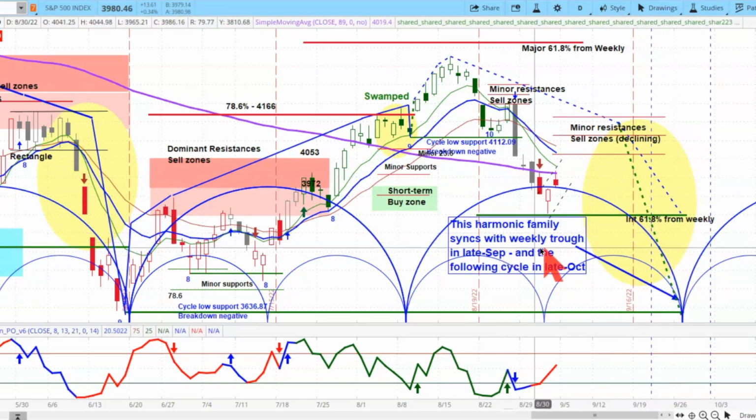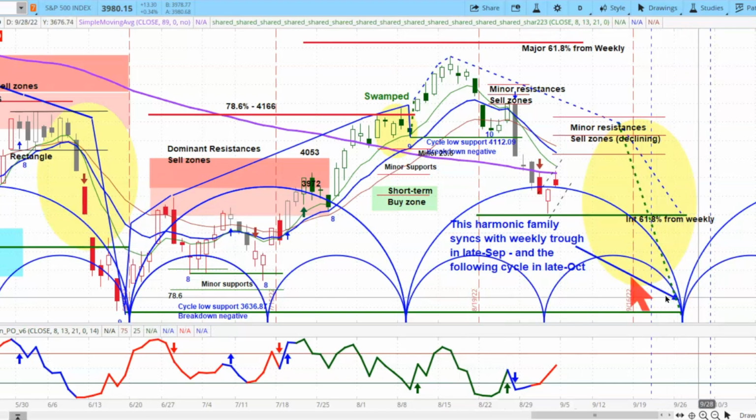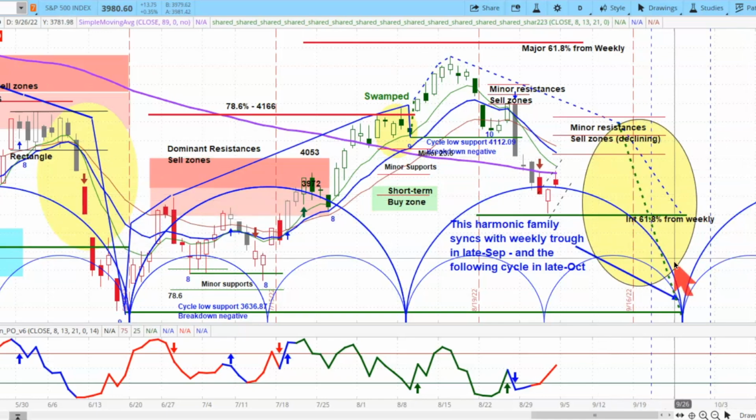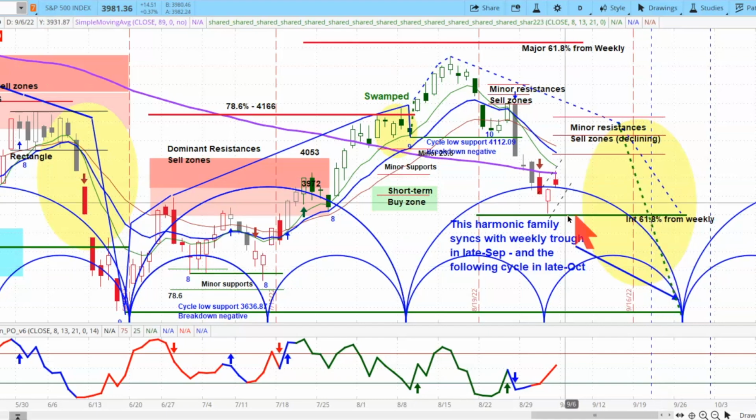The harmonic family syncs with weekly troughs, in other words, on the weekly charts in late September, which is right here, and in late October, which is this next cycle out over here. So we don't know for sure whether this is going to be the big downside move or it comes out over here, but there is a ton of risk right in this period right here.